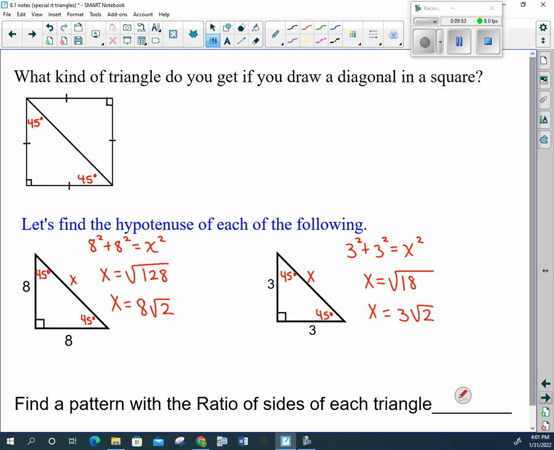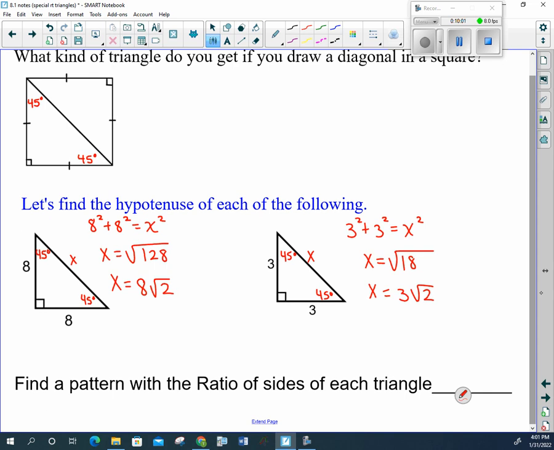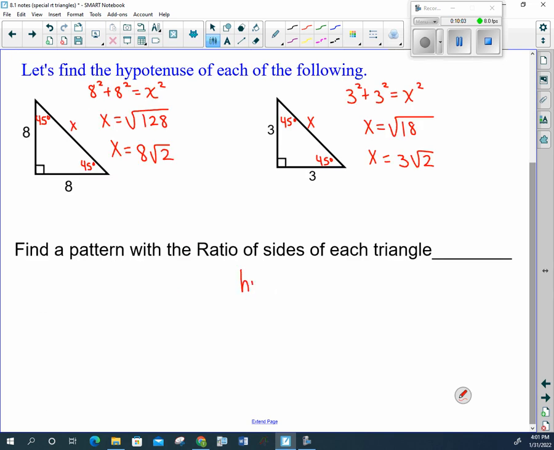So you're supposed to kind of be seeing a pattern here. It says find a pattern with the ratio of the sides of each triangle. Well, it looks like to me, to get the hypotenuse, we have been taking the leg and multiplying it by the square root of 2.